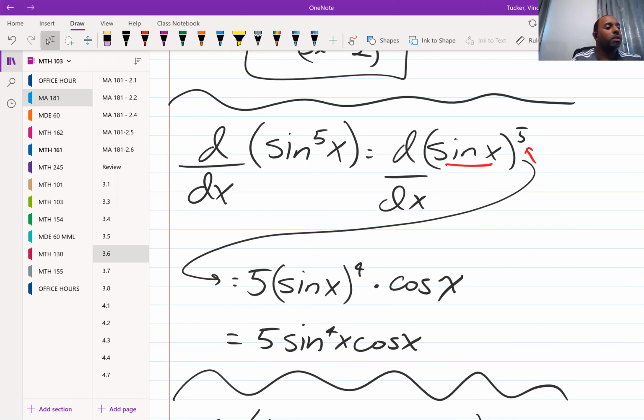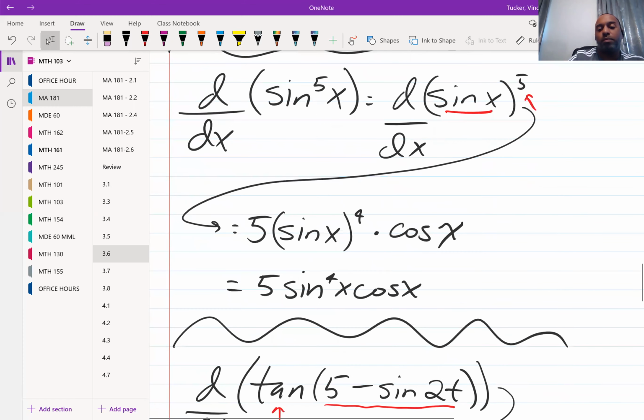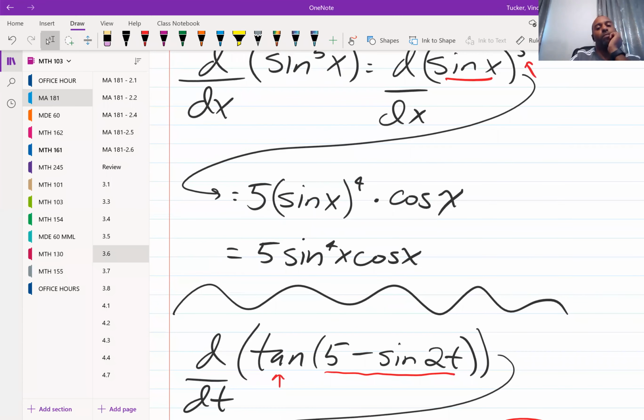So the chain rule, once again: you take the derivative of the outside, then take the derivative of the inside, multiplied by the derivative of the inside. Here's the next one.